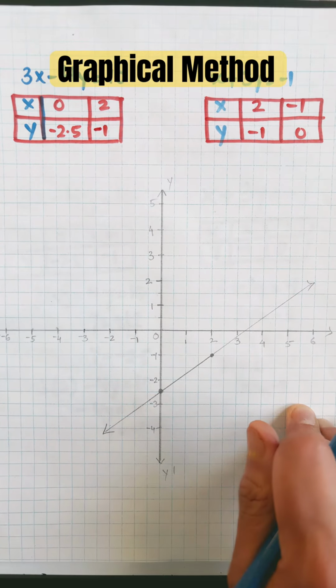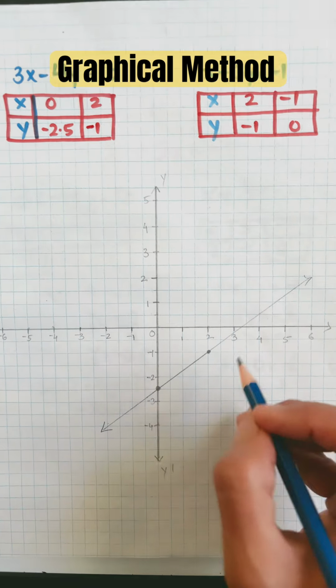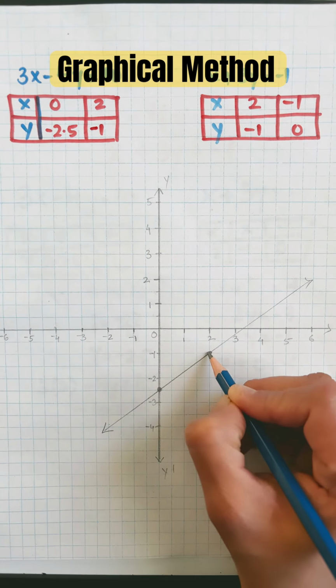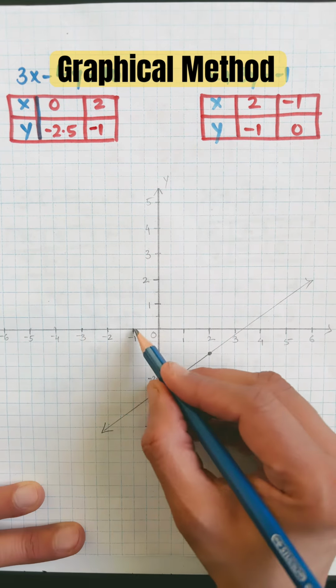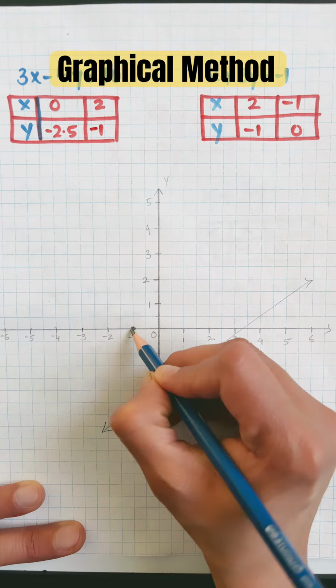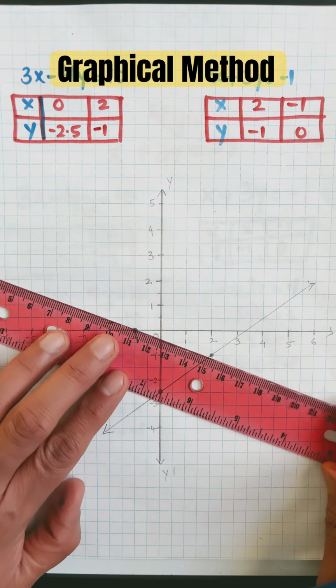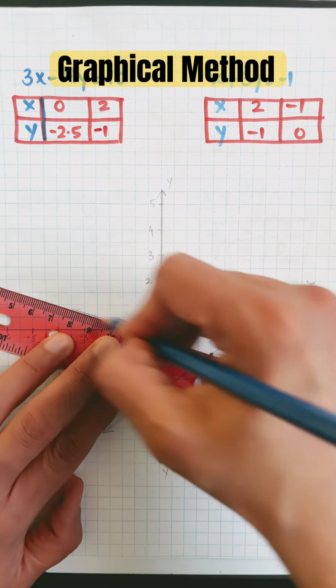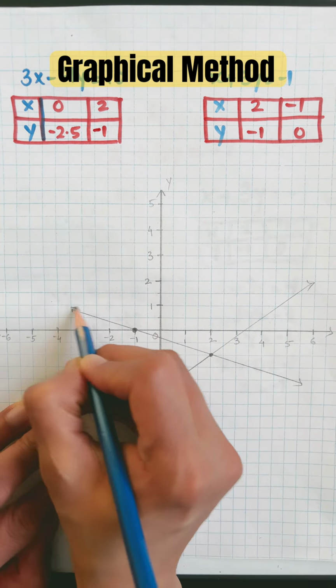Now, for the second one, x is 2, y is minus 1. So x 2, y minus 1, this is the same point for this one. And x minus 1 and y is 0. So x is minus 1 here and y is 0 over here. So let's join these 2 points with the ruler and my graph would come out to be like this. So this is the graph of my second equation.